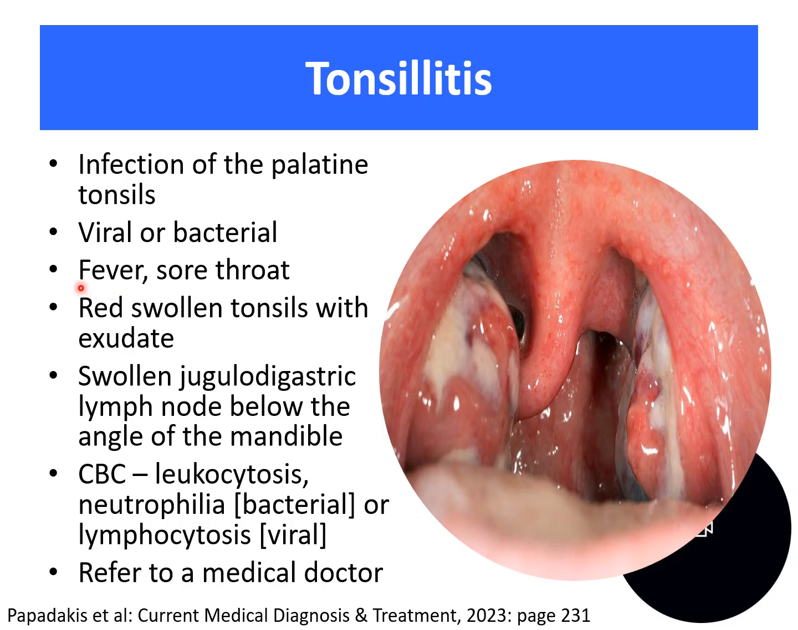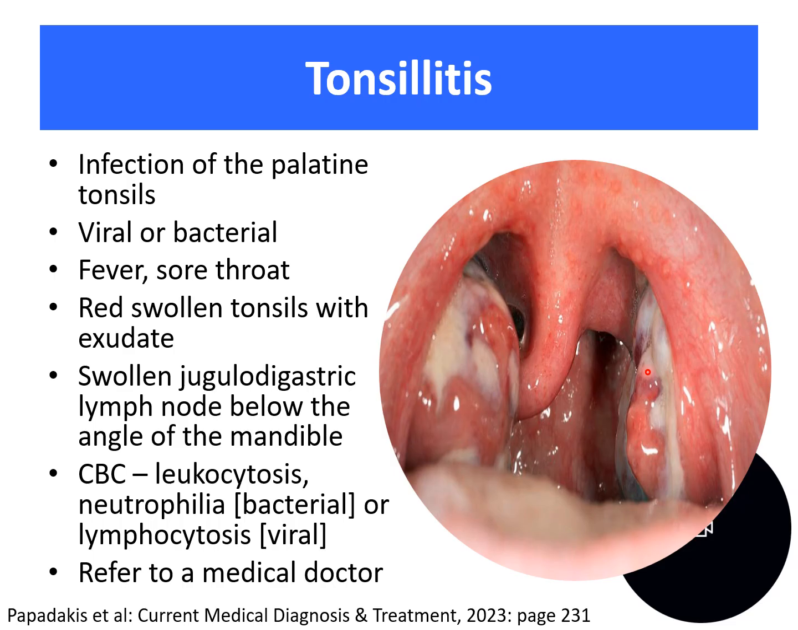So patients will present by and large with fever and sore throat. The tonsils are going to be red, they're going to be swollen, and if this is a bacterial infection, then it is going to have a fibrinous exudate. This is what the fibrinous exudate looks like. Whitish yellow material seems to be plastered onto the anterior surface of the tonsils.